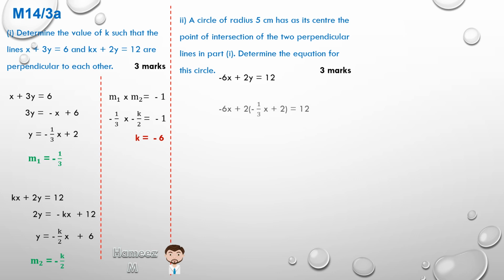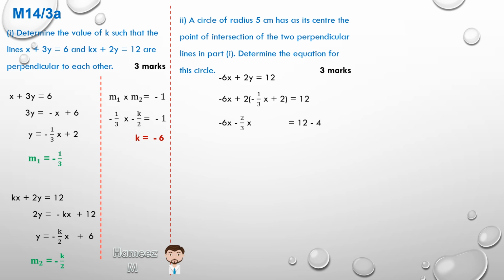So that's going to give us minus 6x plus 2 by our substitution, which is minus 1/3 x plus 2, equal to 12. And we can expand and solve because we have only one unknown, which is x. So minus 6x minus 2/3 x plus 2 2s are 4. We can carry the 4 across. That will give us 12 minus 4.